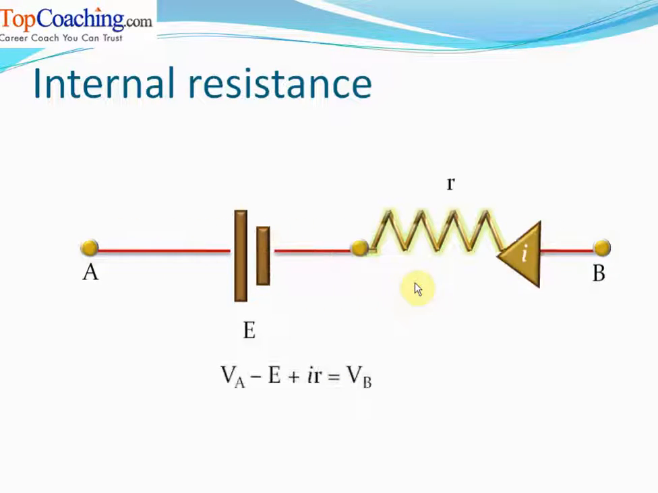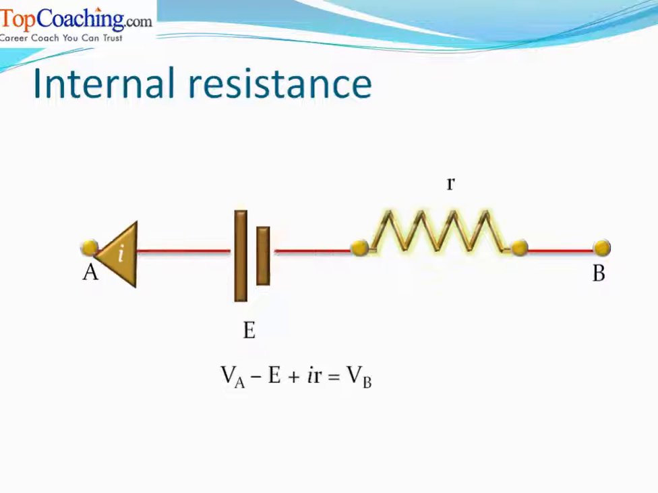In such a case, if we apply modified Kirchhoff's law, we'll see that VA, the potential of the point A, minus E plus I into r equal to VB, isn't it? You see, when we are moving from left to right, we will write minus E because the potential of the battery is positive to the left and negative to the right. Similarly, we'll write plus Ir because when we're moving from left to right, we're moving against the direction of the current. So the potential is increasing, the potential difference across the internal resistance. So that is the reason we'll say VA minus E plus Ir is VB.